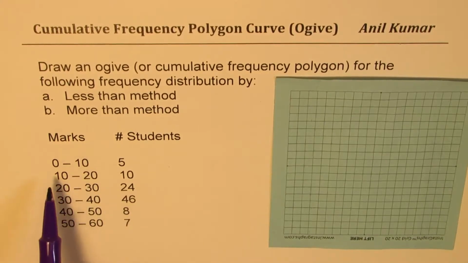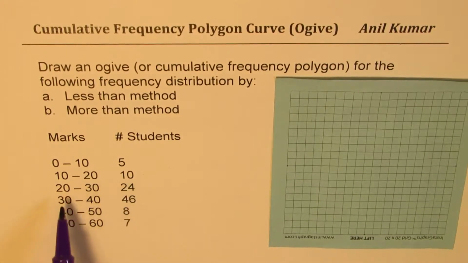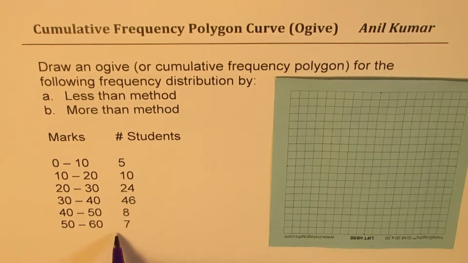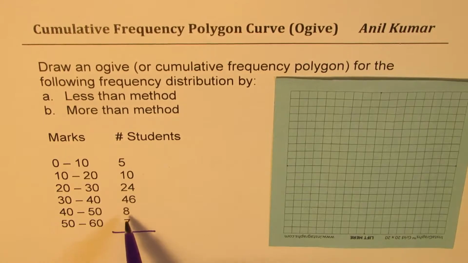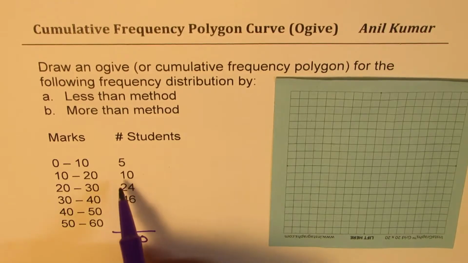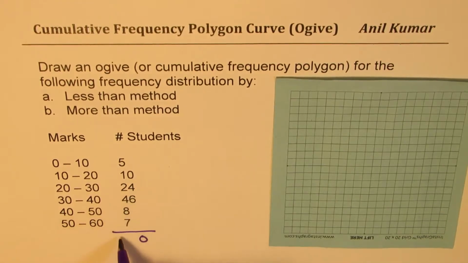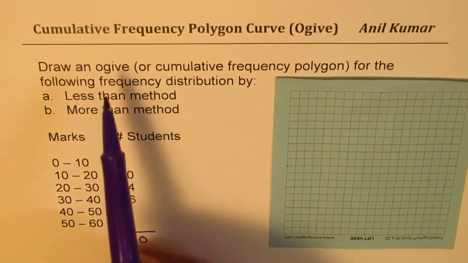We are given marks in the interval 0 to 10. The number of students who have got these marks is 5. 10 to 20 is 10. 20 to 30 is 24. 30 to 40 is 46. 40 to 50 is 8, and 50 to 60 is 7. So it's a good idea to add them up. So the total number of students here is 100. I've taken very simple values to work with. So the total number of students is 100, and we need to sketch a cumulative frequency polygon or ogive.